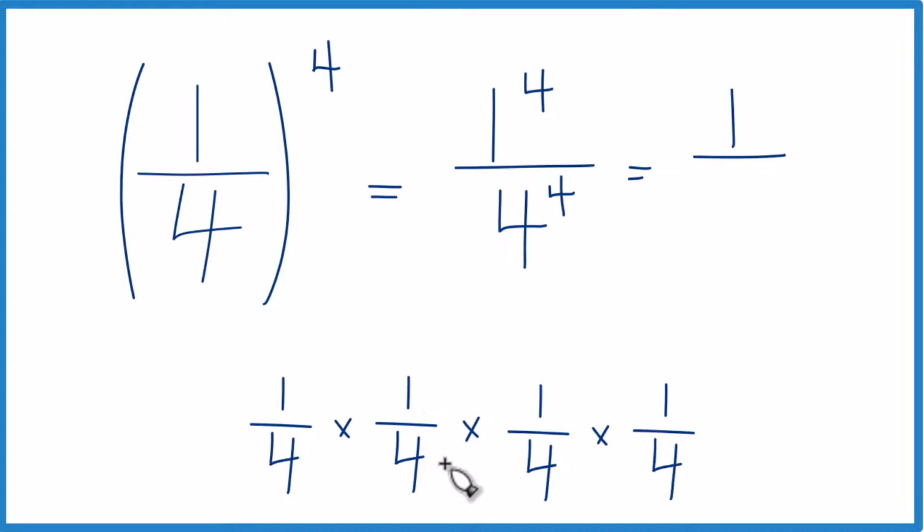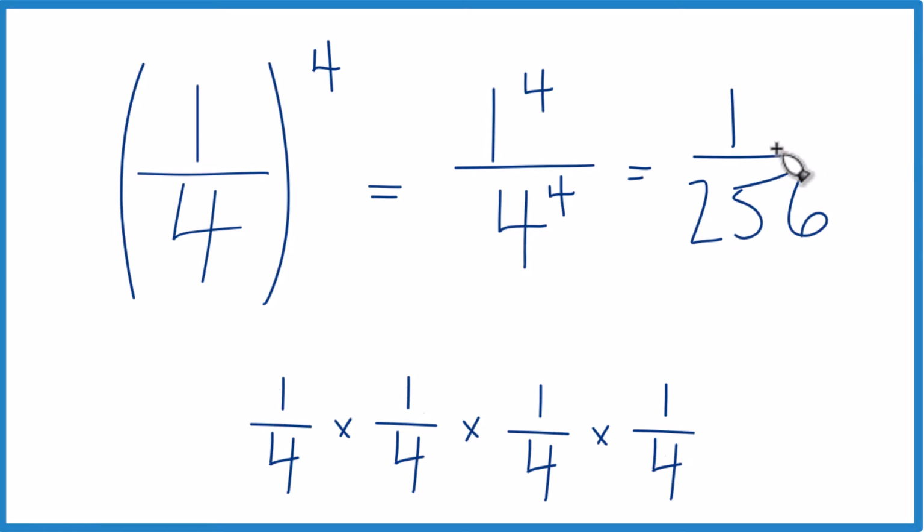But 4 times 4 times 4 times 4, that would be 4 times 4 is 16. 16 times 4, that's 64. Then 64 times 4, that's 256. So 4 times 4 times 4 times 4 is 256. So 1/4 to the 4th power is 1 over 256.